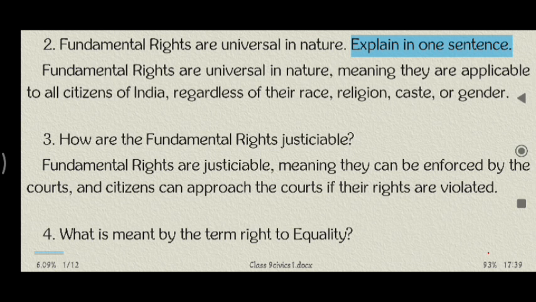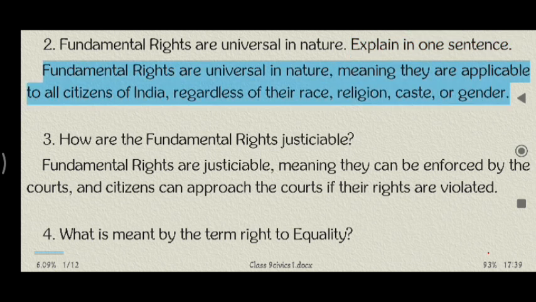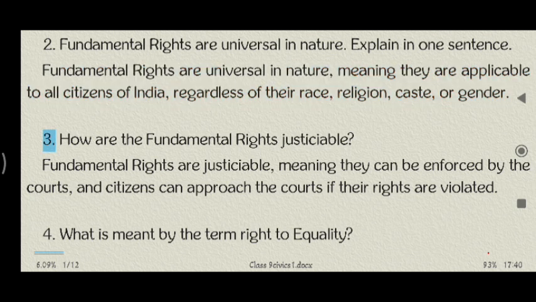2. Fundamental rights are universal in nature. Explain in one sentence. Fundamental rights are universal in nature, meaning they are applicable to all citizens of India, regardless of their race, religion, caste, or gender.